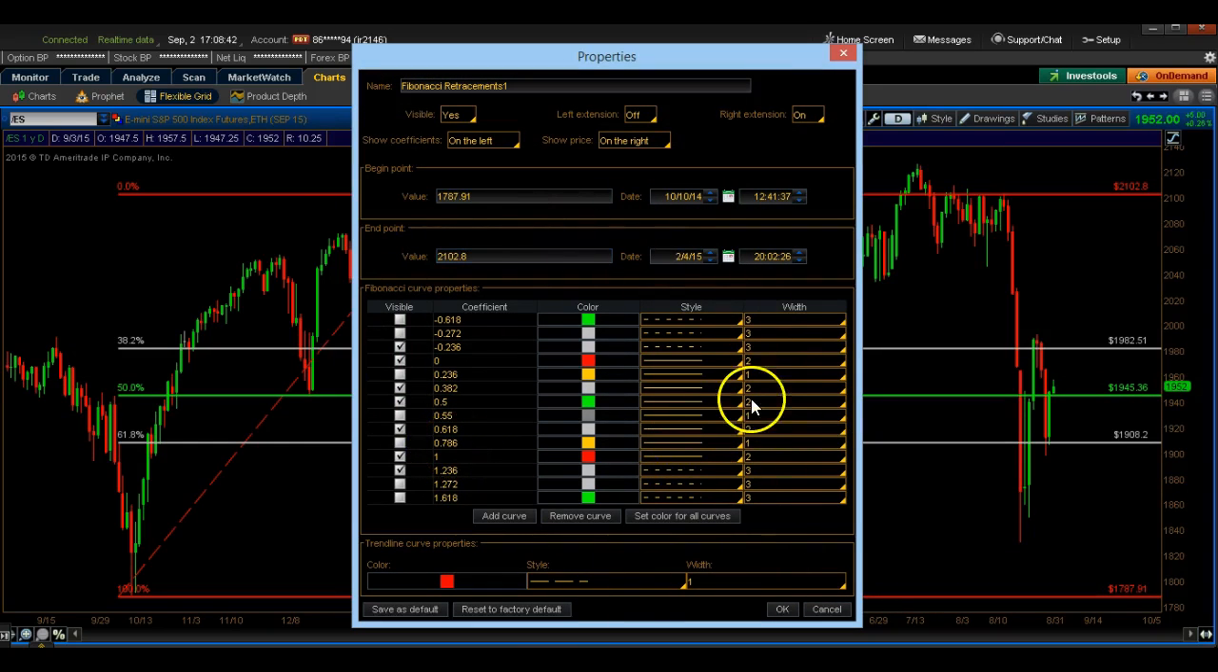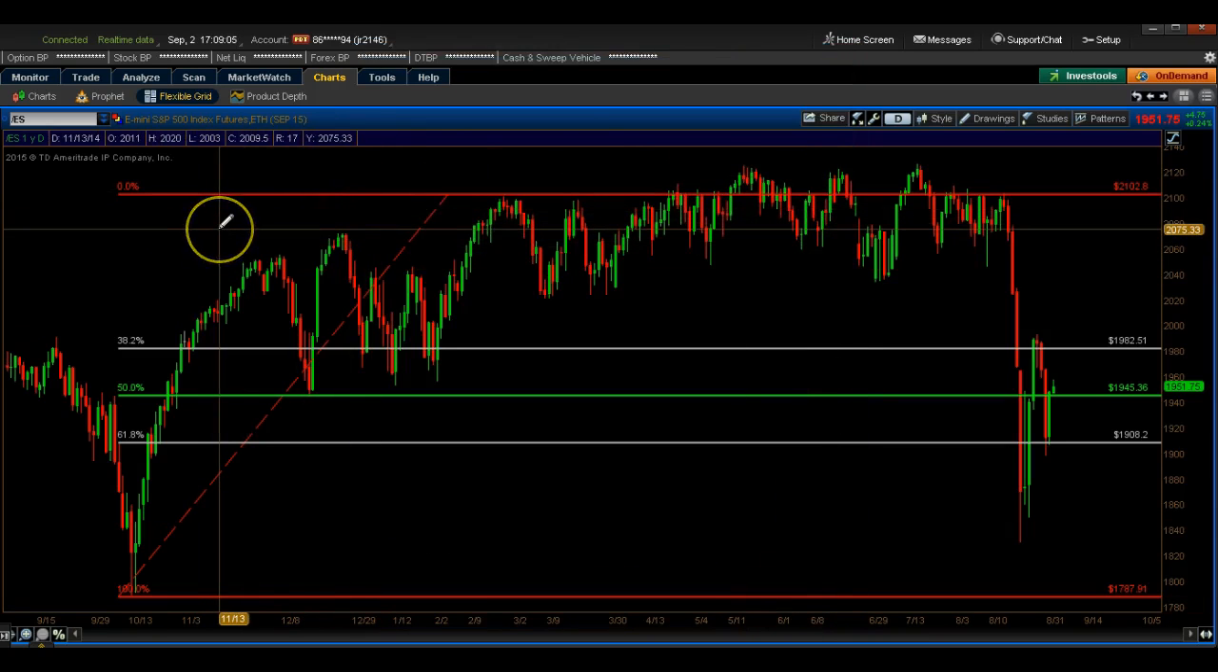This is the way I have my Fibonacci retracement set up. So if it's something you want to pause and copy down, and set up your Thinkorswim to look identical to these ratios, I would pause the video right now. With that, the way I use them is to identify support and resistance levels.